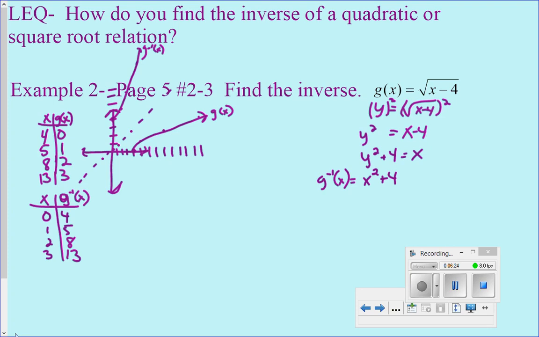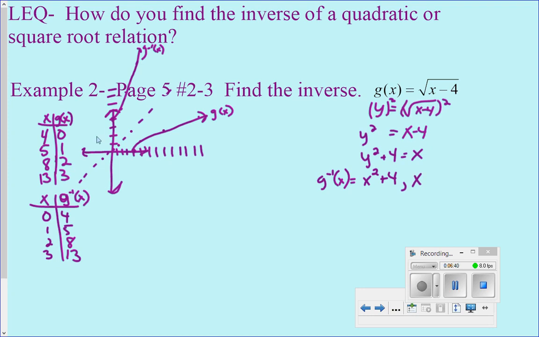So even though I did the algebra correct, I'm going to have to restrict the domain of this equation so that the equation and the inverse graph match. Right now they don't. So I know that I'm going to put x, and I'm going to have to figure out what the restriction is.